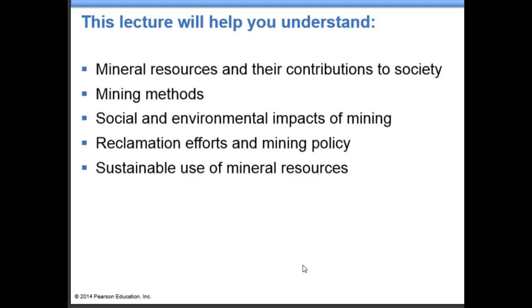In this chapter we're going to look at mineral resources and their contributions to society. We're going to consider the different mining methods that are used. We'll also look at the social and environmental impacts of mining. We'll look at our reclamation efforts and mining policy, and then sustainable use of mineral sources. Those are the topics we're going to be talking about, and this is a relatively short chapter, only 67 slides, so we should be able to get through this in no time.